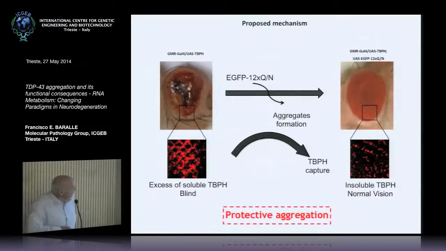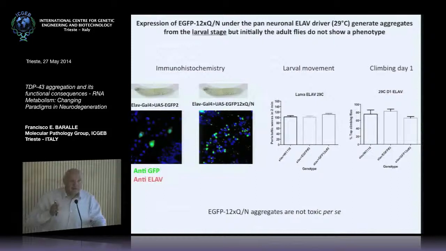So the mechanism I already told you. We think that the excess TBPH here is captured by the aggregates and inactivated. If TDP was essential for eye function, you should expect a non-functional eye, but TBPH, as we show in the knockout, is not essential for that. So, at this point, aggregates are protective. That is not what we see in the patients.